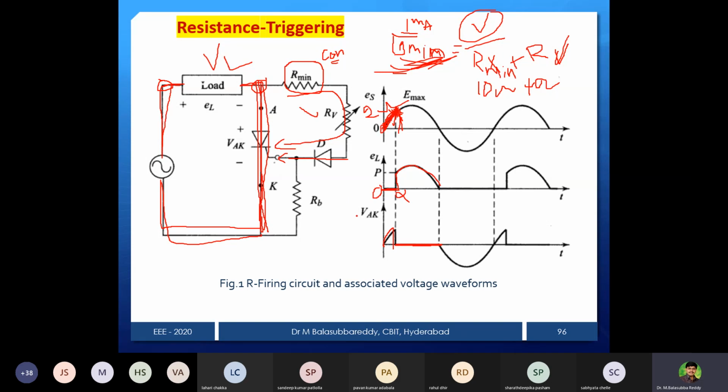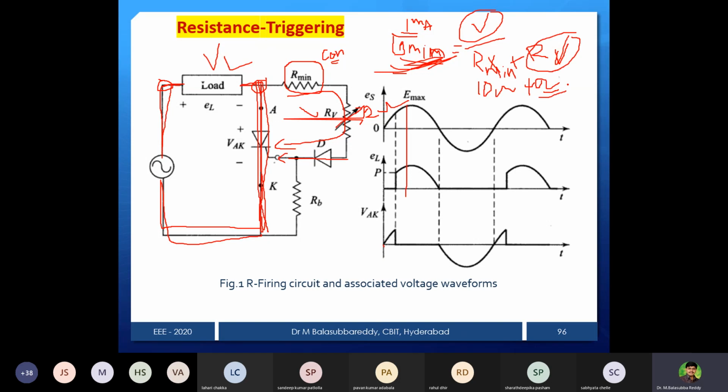Now I don't want to turn on the device at this instant. I want to turn on the device at some other instant. So what is that instant? Instead of here, I want to fire at some other instant, let it be here. Then what do I have to do? I need to increase the RV value, because IG minimum is fixed and R minimum is fixed. The only option I have is the RV value.